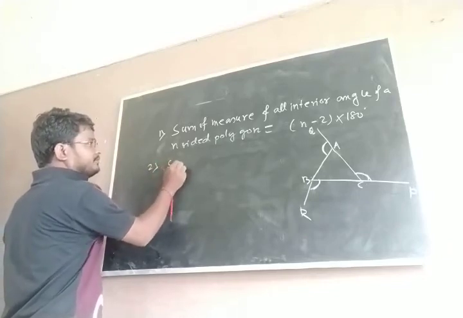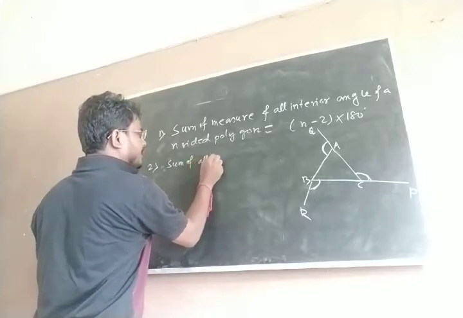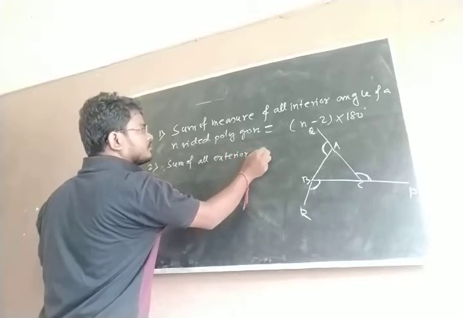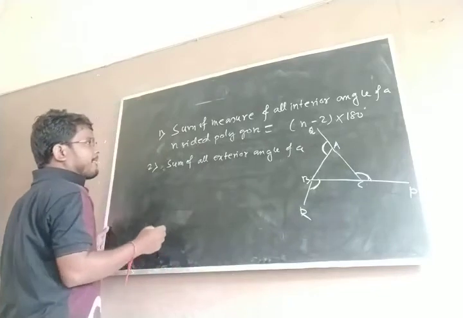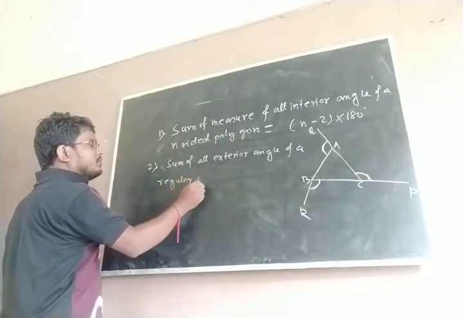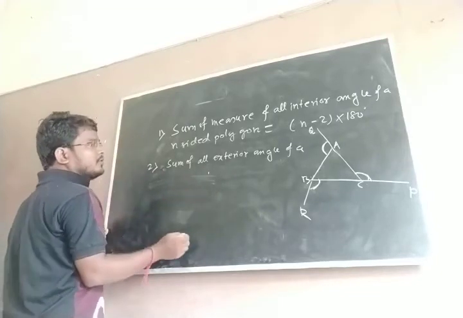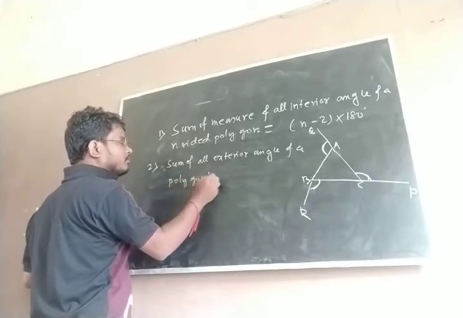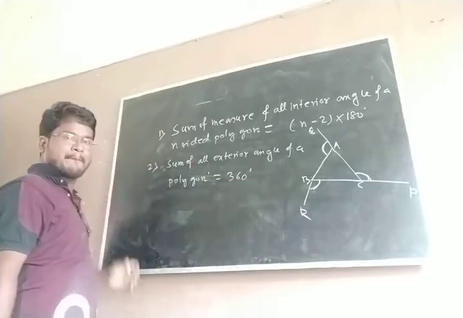So, the sum of all exterior angles of a polygon equals 360 degrees.